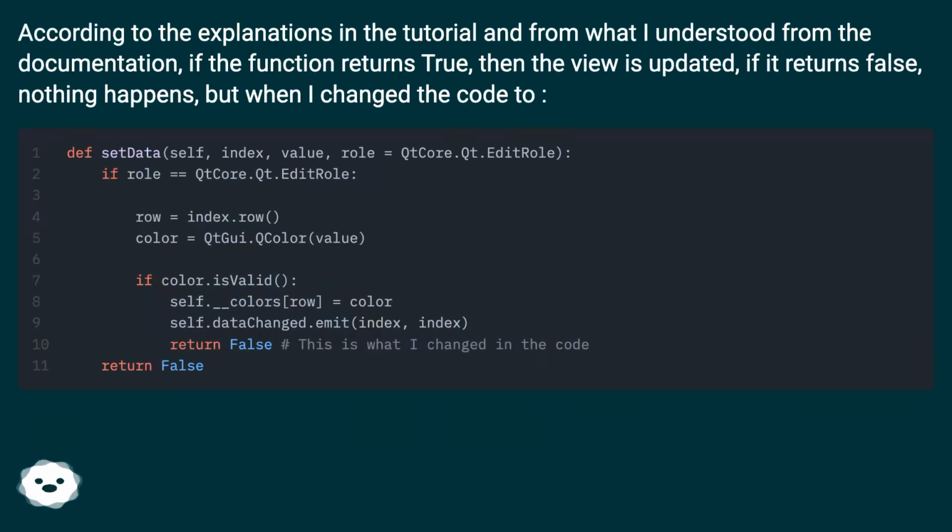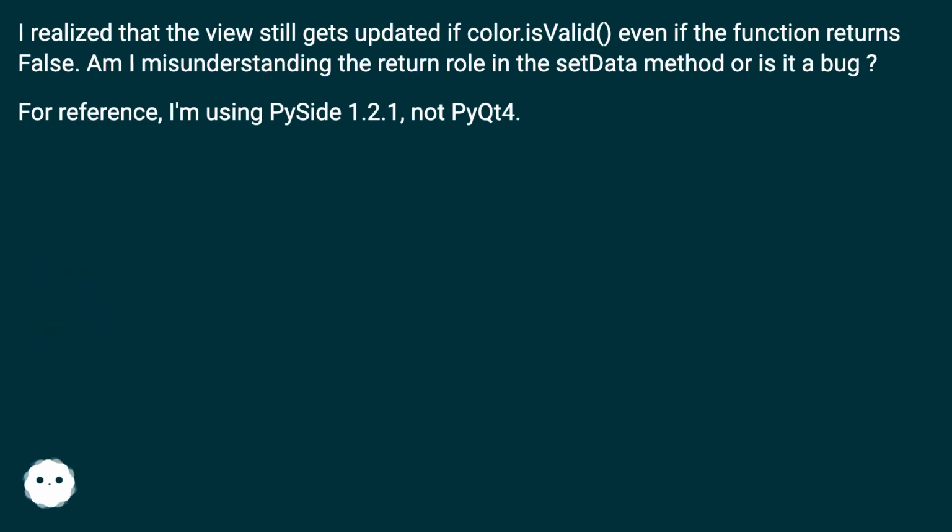according to the explanations in the tutorial and from what I understood from the documentation. If the function returns true, then the view is updated. If it returns false, nothing happens. But when I changed the code to, I realized that the view still gets updated if color.isValid, even if the function returns false.